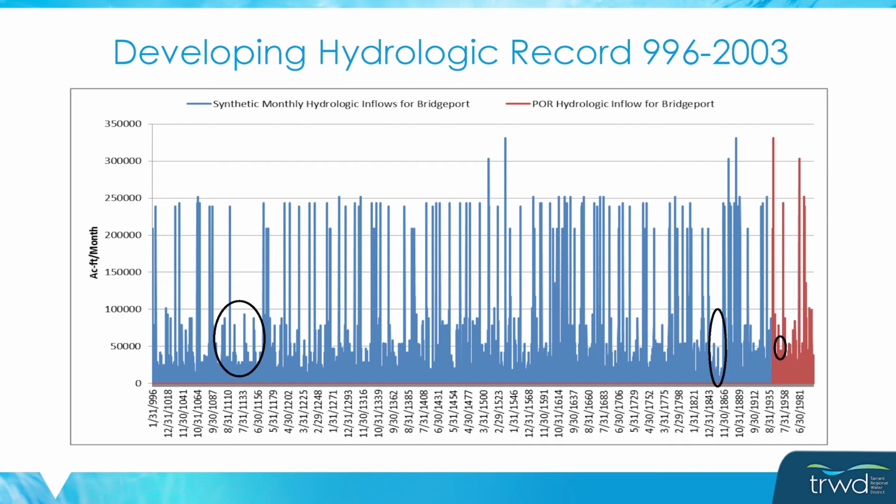Let's see if I can make this laser work. Oh, ta-da! So this red area here is our observed historic record, and this circle represents the drought of the 50s. This is for one specific lake, Bridgeport Lake. And as you can see, it doesn't look all that extreme.